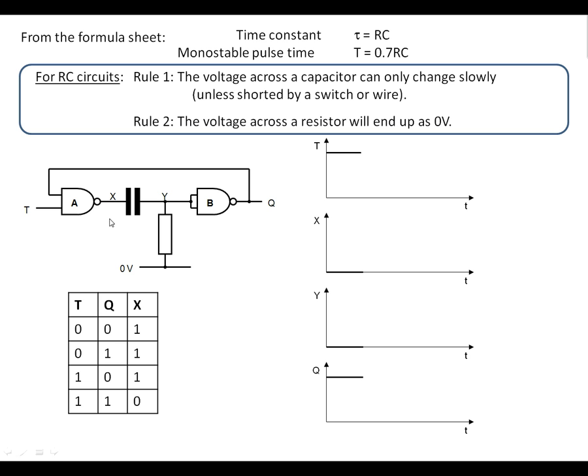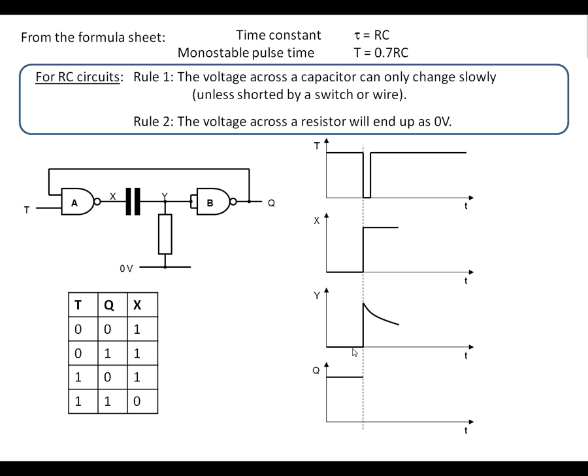Now what we're going to do is make T go low for a very short time. Just pulse it low. And what's that going to do? Well, when we look at the truth table, we can see that when T goes low, it's going to cause X to go high. If X jumps up by 5 volts, then rule 1 says that Y will jump up by 5 volts, and then rule 2 says it will head towards 0 volts. So it jumps up and it heads down slowly.